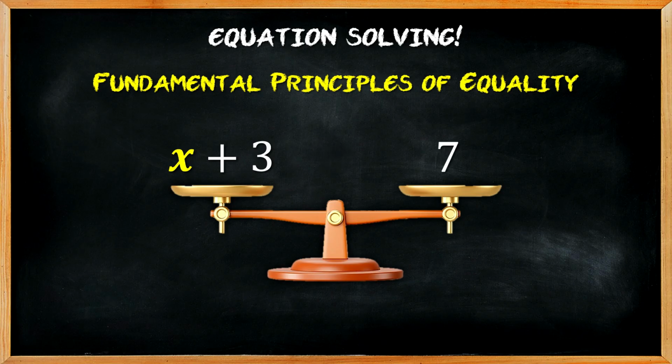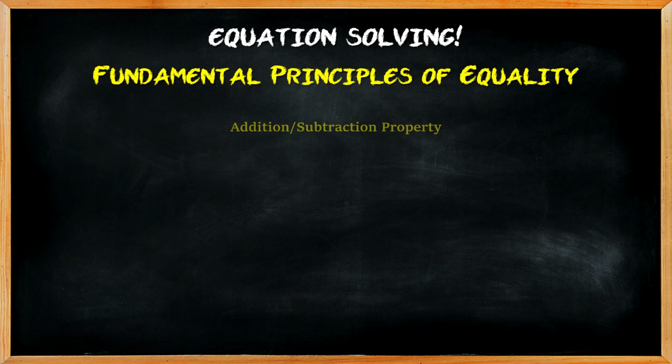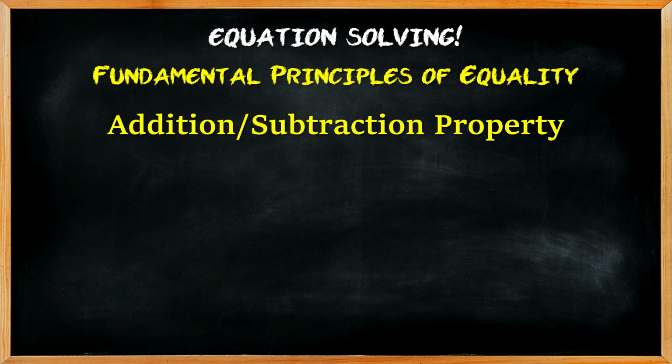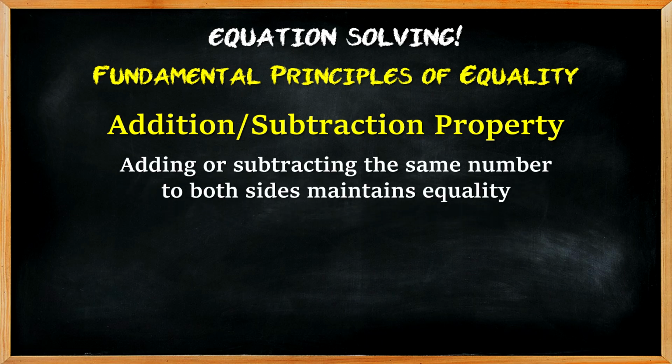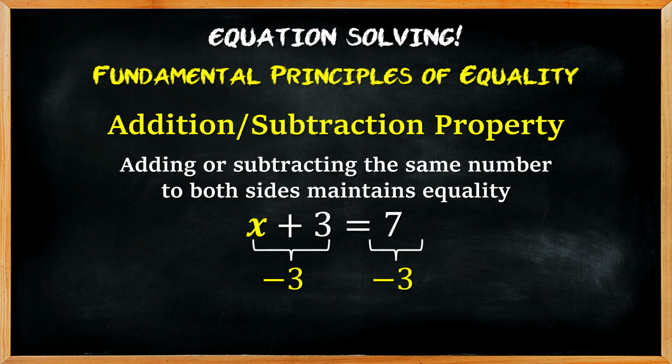The first fundamental principle is the addition and subtraction property of equality. This states that adding or subtracting the same number to both sides of an equation maintains the equality. Let's see this in action. We start with x plus 3 equals 7. To isolate x, we need to subtract 3 from both sides.